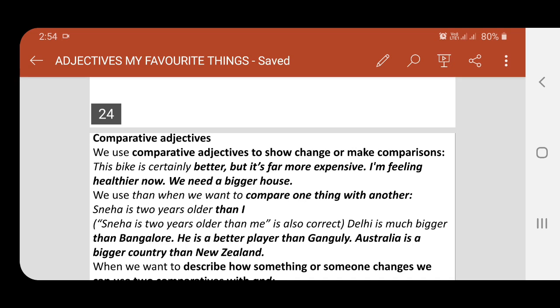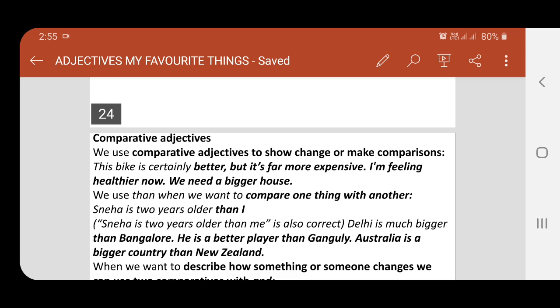We use than when we want to compare one thing with another. Sneha is 2 years older than I or me. My brother is 2 years younger than me. I am older than my brother by 2 years. So, this is a comparative adjective.